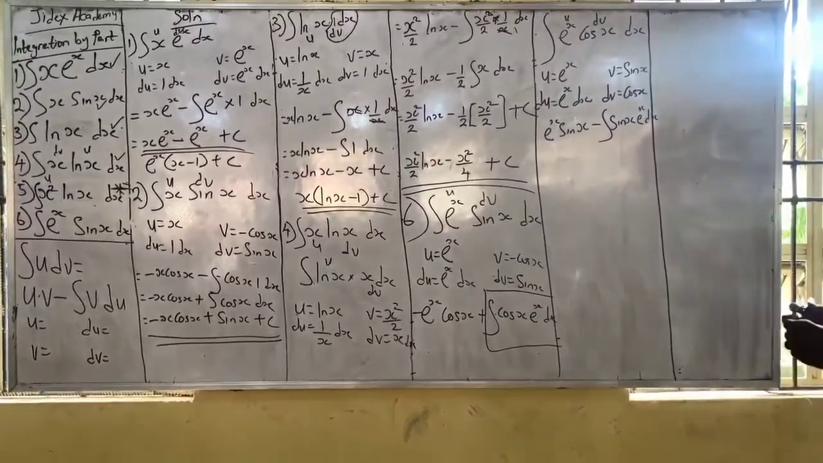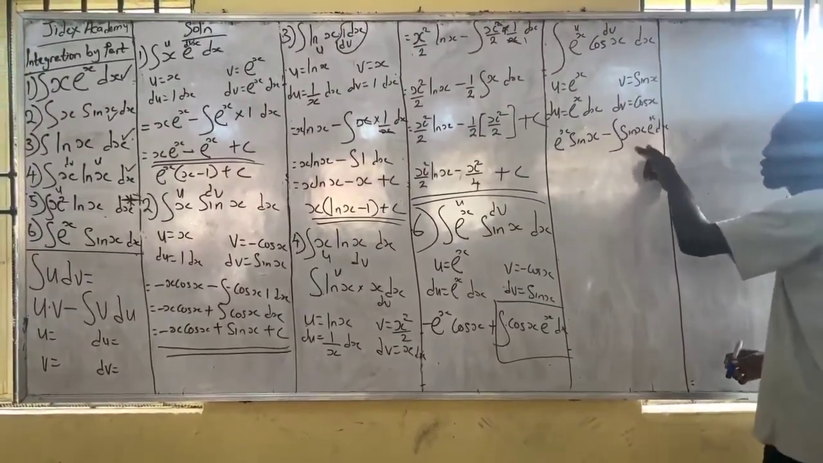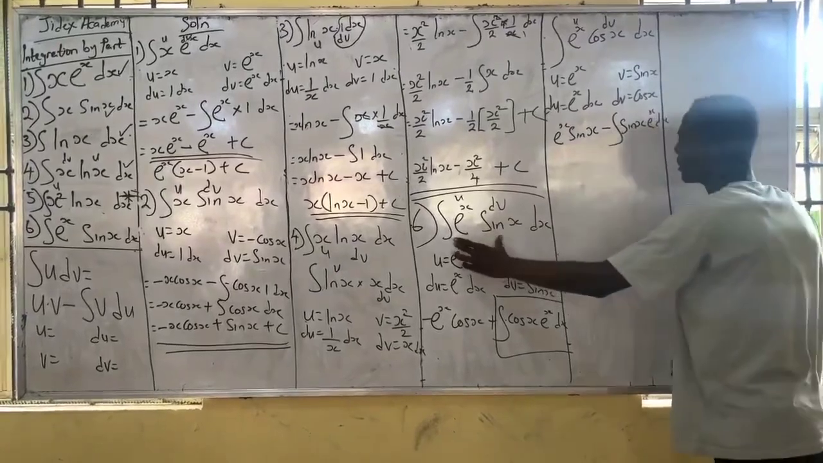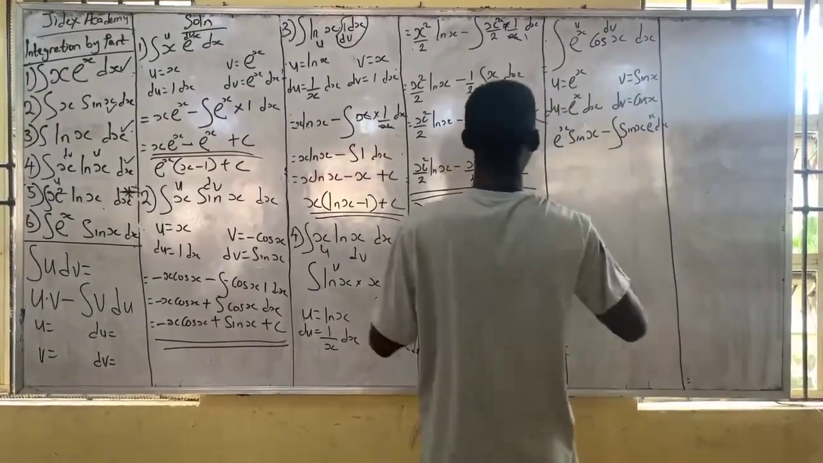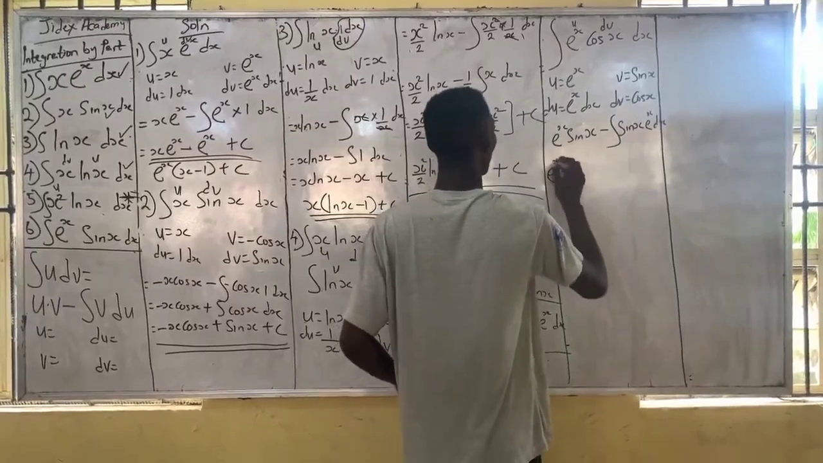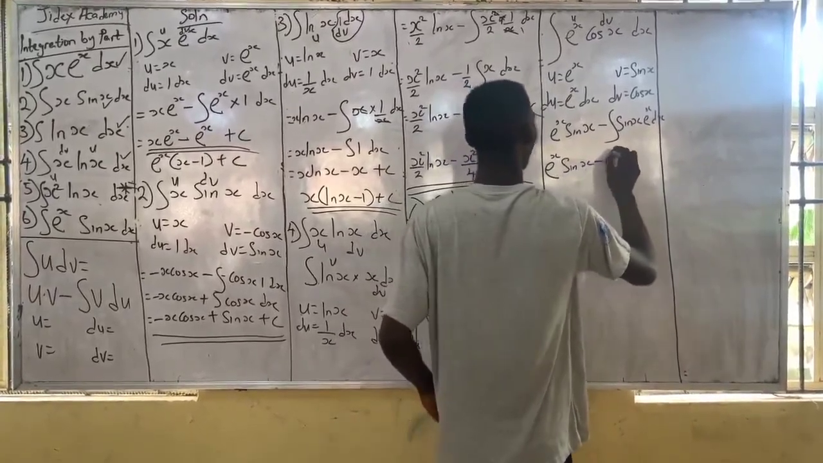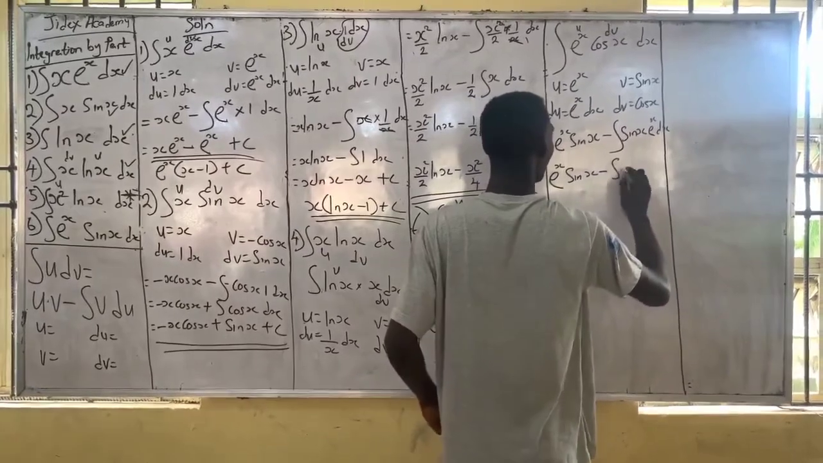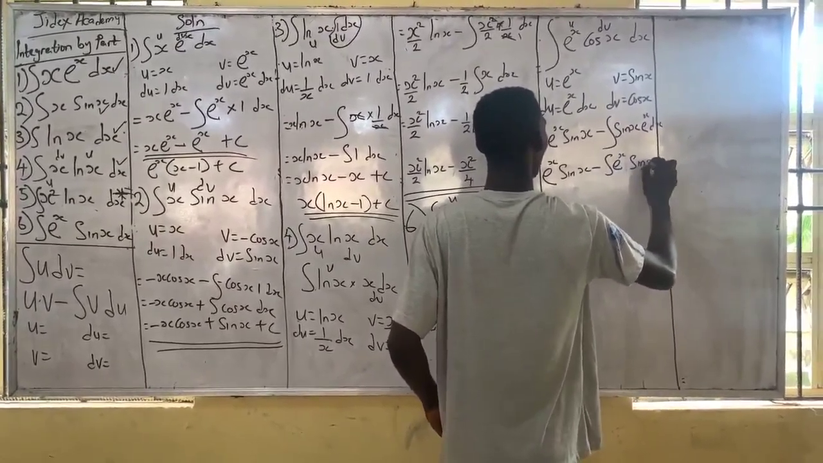Now what did you notice? It returned us back to the initial form of this. Am I right? Can you see it is the same? So let me rewrite this. e to the power of x sine x minus, sorry, the integral of e to the power of x sine x dx.